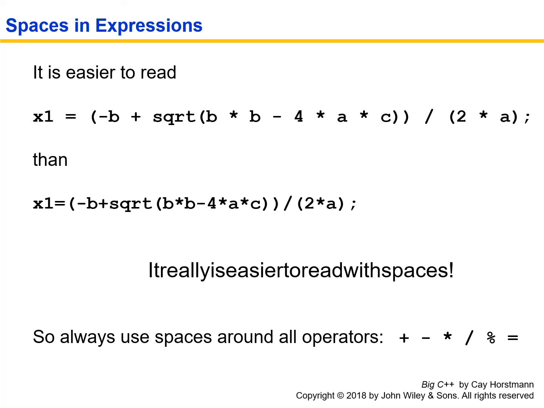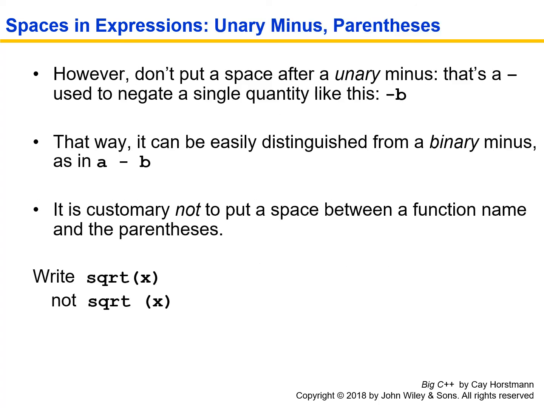A reminder to put spaces before and after each of your operators to make your math easier to read. But you don't put a space after what we call a unary minus. That's just turning b into negative b. And we don't put spaces between the function name and its parentheses, so we write sqrt(x), not sqrt space (x).